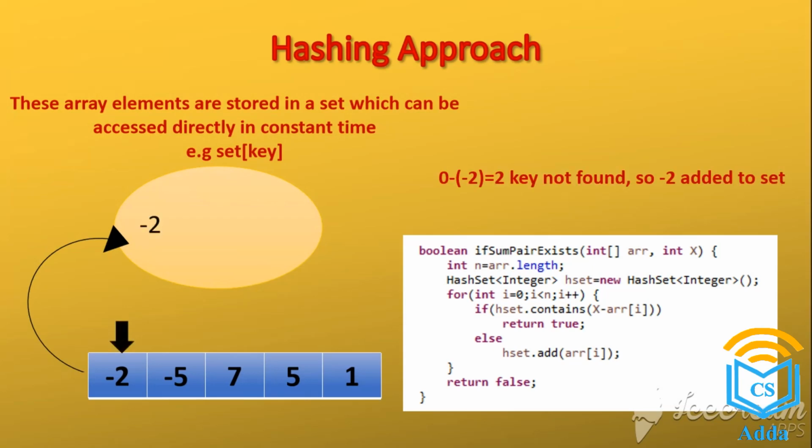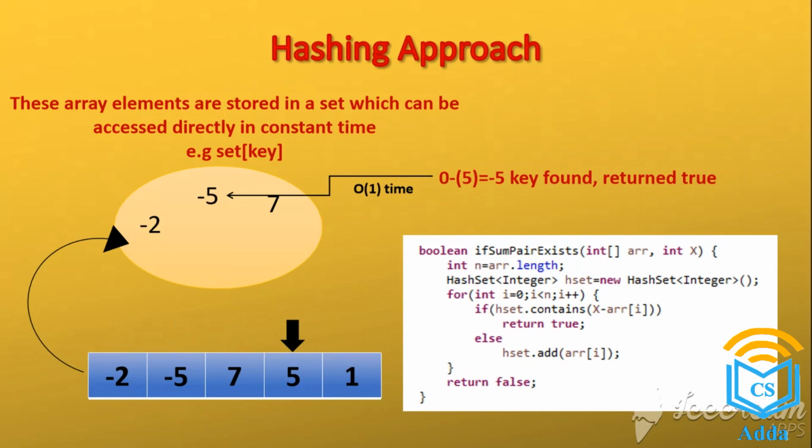Now let's take the first element. 0 minus minus 2, that is plus 2, is not there in the set, so we are inserting it. Plus 5, again not there in the set, we are inserting it. Minus 7 is not there in the set, we are inserting it. Now in the next element, 0 minus 5, that is minus 5, is already there in the set. So we can say that a match is found where minus 5 and plus 5 make a pair.